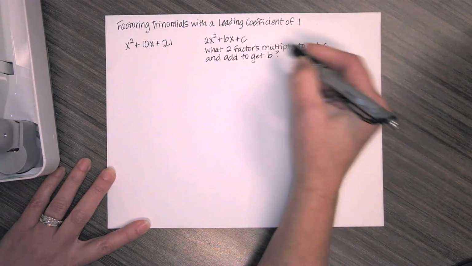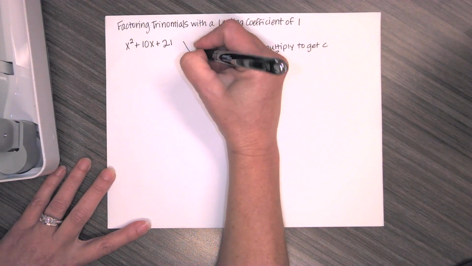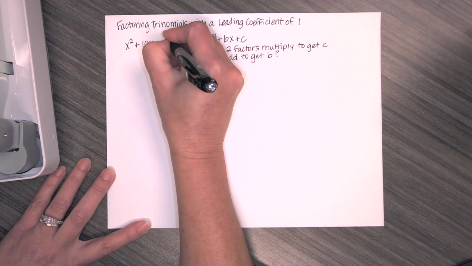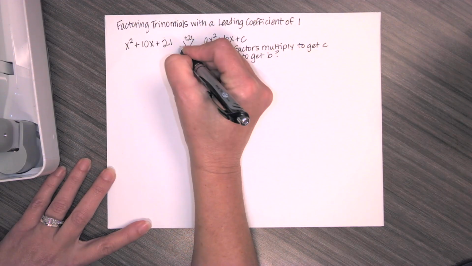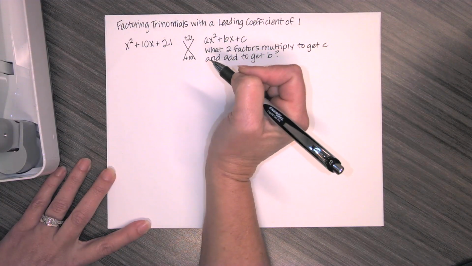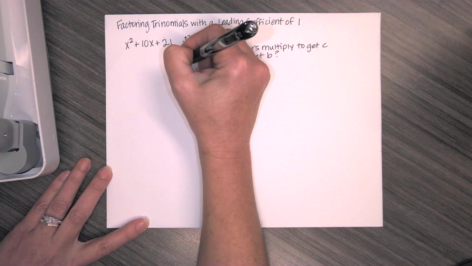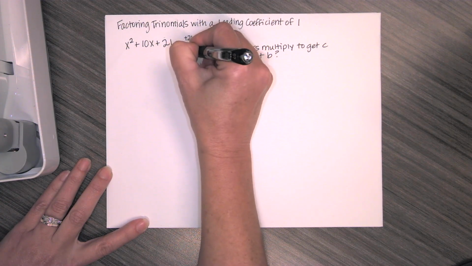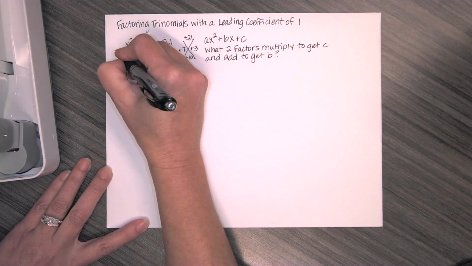And so rather than write that out every time, I draw this little x and I say what multiplies to get positive 21, that's my c, and adds to get positive 10. And I'm going to fill in the two numbers here. So if you think about your factors of positive 21 that add to get positive 10, 7 and 3 are the two factors that would work in this case.